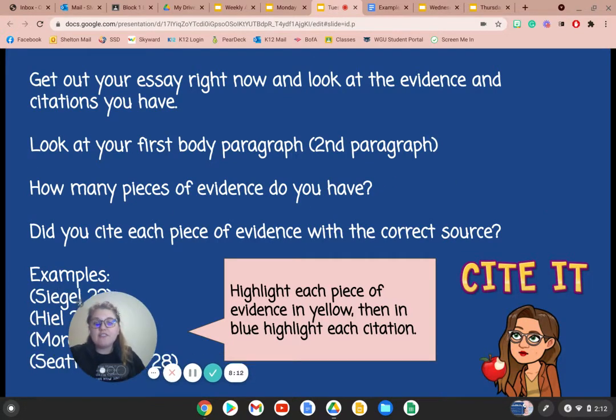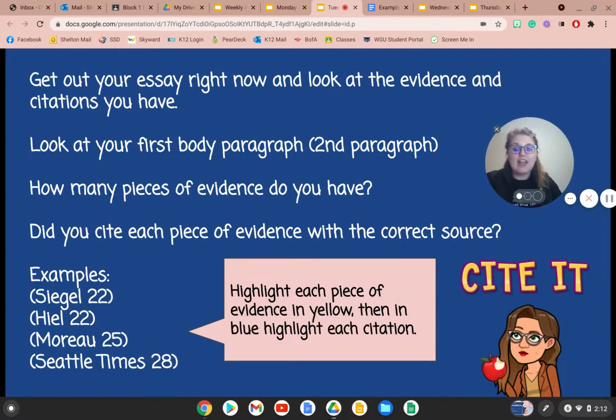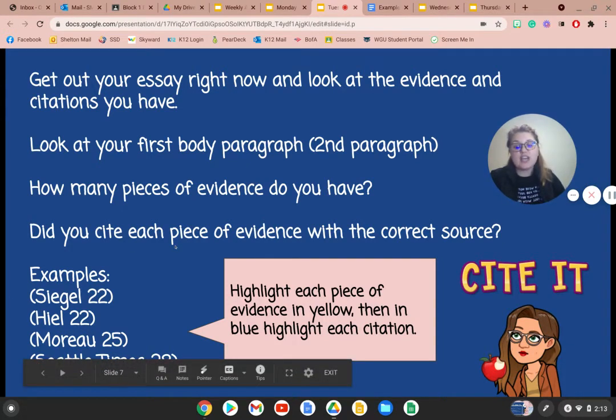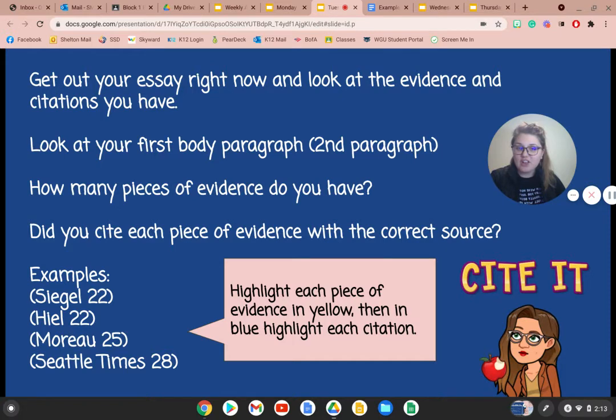So if you don't already have your essay out right now, I want you to get it out and I want you to look at the evidence and citations you have. I want you to look at your first body paragraph, so your second paragraph altogether, and how many pieces of evidence do you have in that paragraph? Do you have at least 2 pieces of evidence? And did you cite each piece of evidence with the correct source? So, for example, if you cited Siegel or Heel, did you put their names in that? If you cited Moreau from Why Everest, did you put his name in there? And then the third source didn't have an author, so did you put Seattle Times? These are the examples of the types of citations you should have.